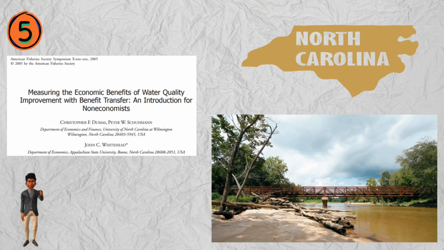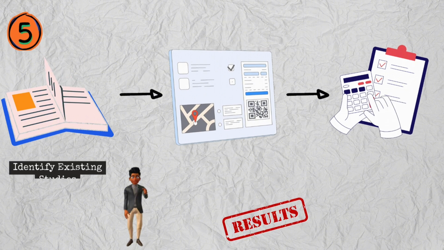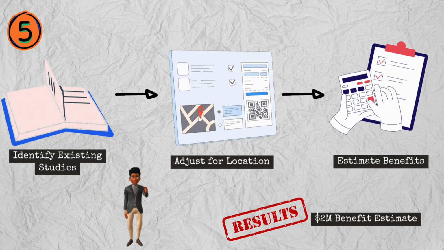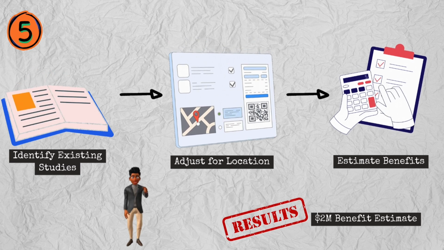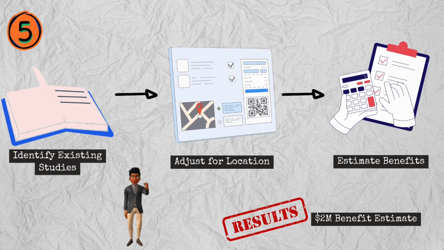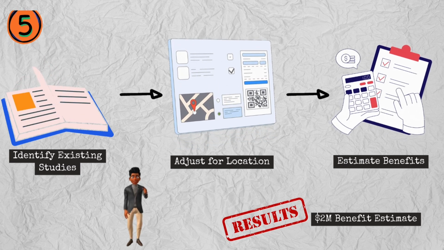In North Carolina, benefit transfer was used to evaluate the economic value of water quality improvements in the Cape Fear River. For example, improvements in water quality from boatable to swimmable conditions were valued at $2 million using existing studies. This study highlights the trade-offs when primary data collection isn't feasible.